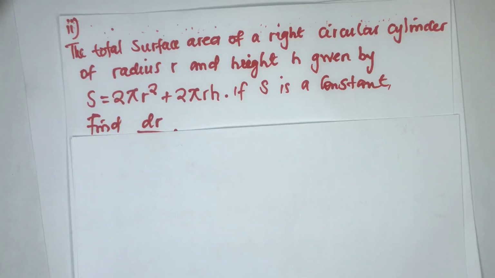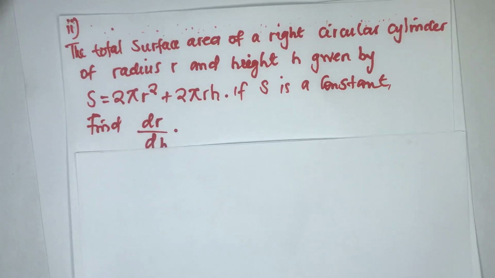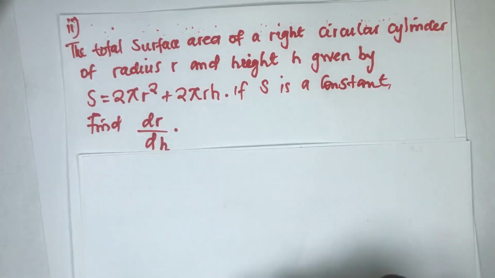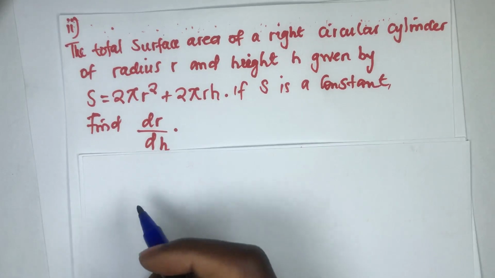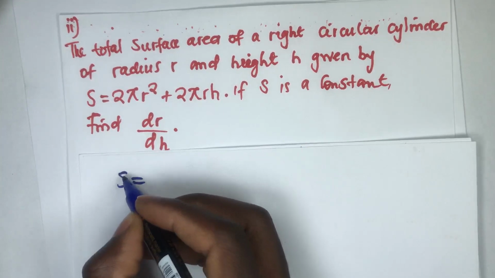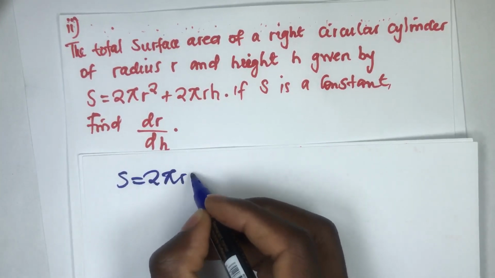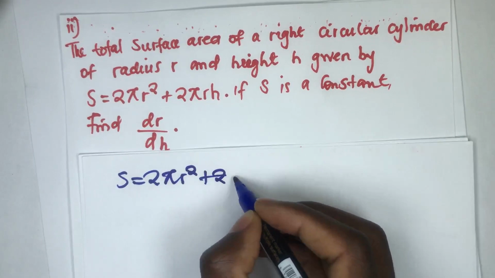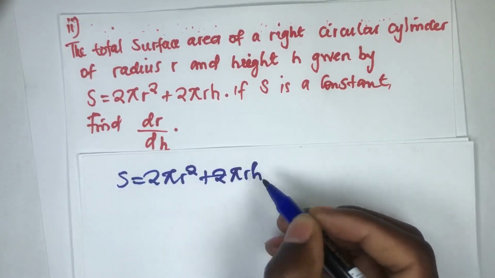Okay, so the next question that we're looking at today is: the total surface area of a right circular cylinder of radius r and height h is given by S equals 2 pi r squared plus 2 pi r h, and S is a constant. We need to find dr/dh. So to do that, we take this expression and write it here: S is equal to 2 pi r squared plus 2 pi r h.